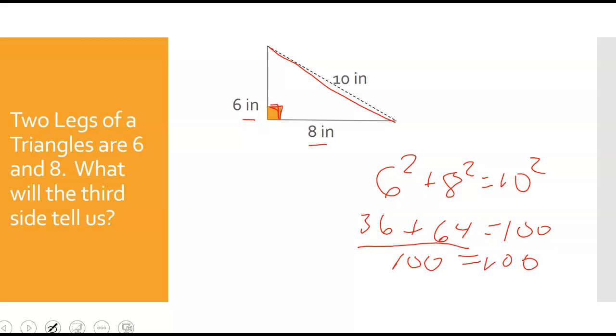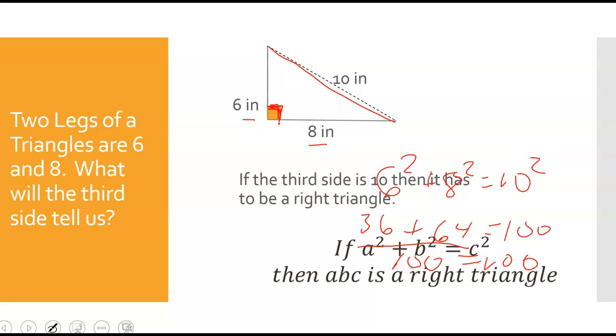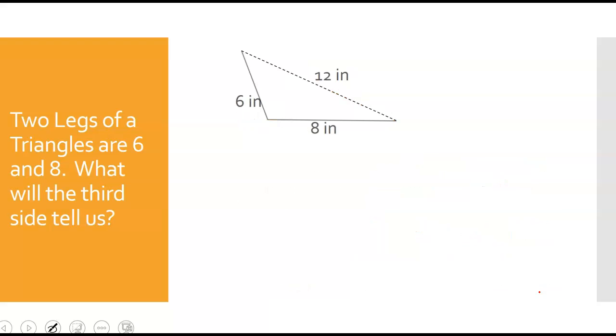So if a squared plus b squared equals c squared, then we know it has to be a right triangle. Okay? And so if the third side is 10, then it has to be a right triangle. The reason we know that is because one of the things in the converse of the Pythagorean theorem is this statement right here: if a squared plus b squared equals c squared, then ABC has to be a right triangle. Well, what happens if it's not a right triangle?